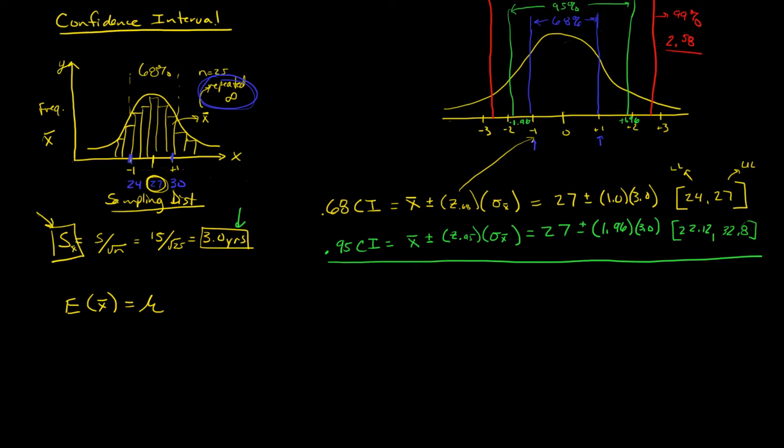But the interpretation here is just simply that mu lies within this interval here with 95% confidence. Another way of saying that is, if you were to replicate this 100 times, 95 times out of 100, the actual population parameter mu would lie inside of this interval of 22.12 to 32.88.